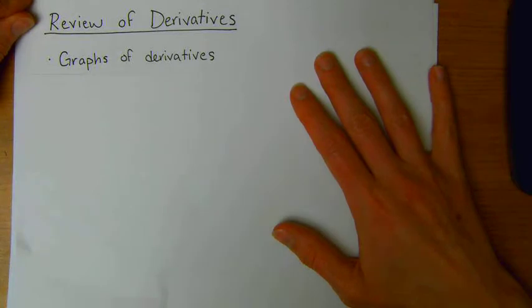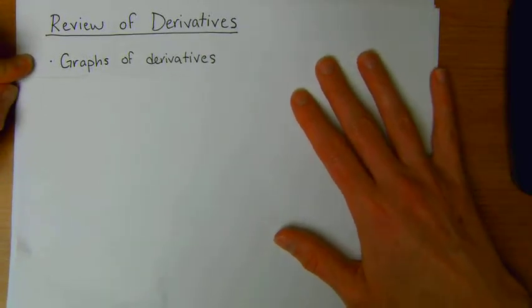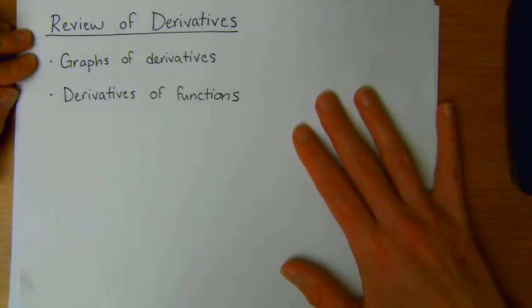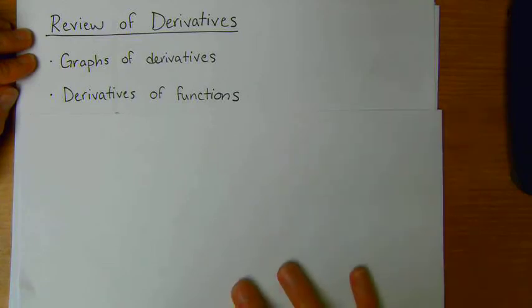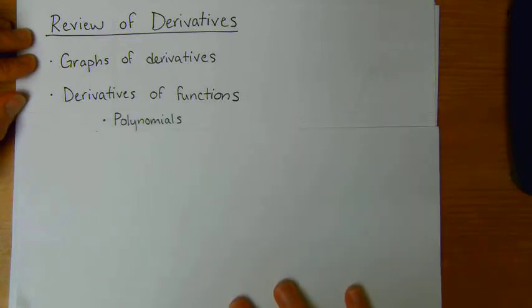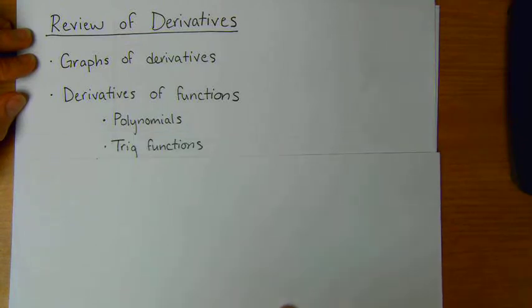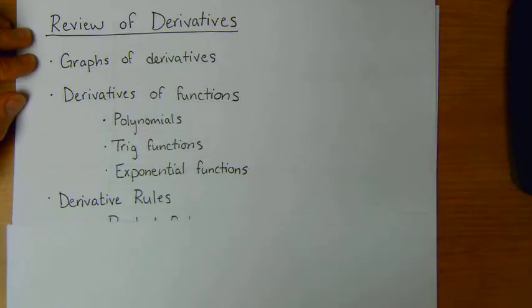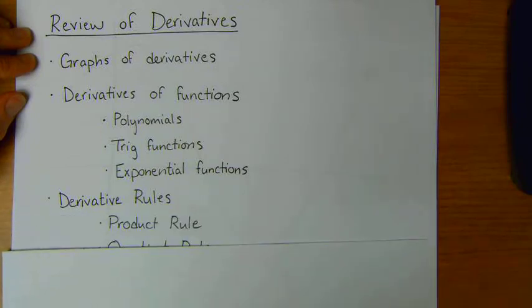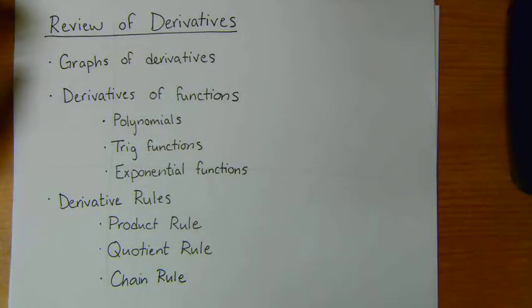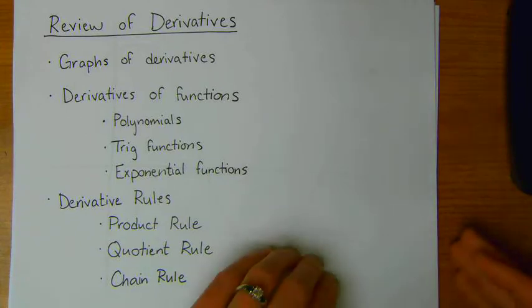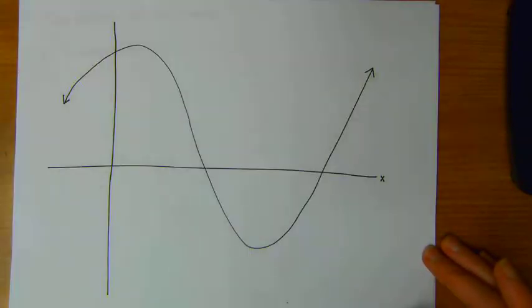So to start with, I'm going to talk about graphs of derivatives and graphical interpretations. I'm also going to do a quick review of derivatives of various types of functions, as well as some examples. We're going to look at polynomials, trigonometric functions, exponential functions. And then finally, I'm going to finish the video with derivative rules, which includes product rule, quotient rule, and chain rule.